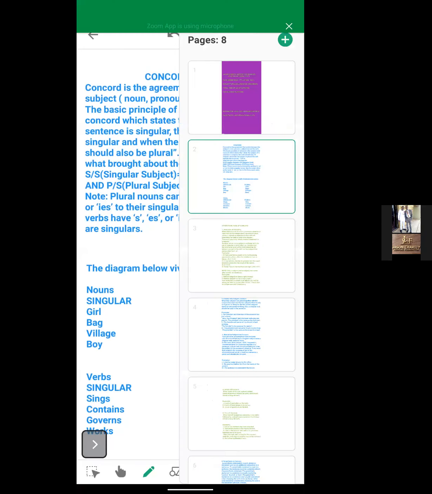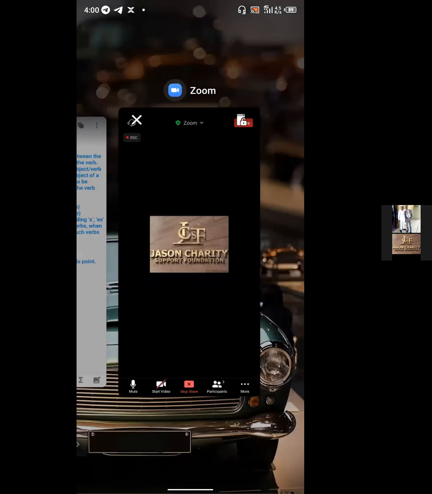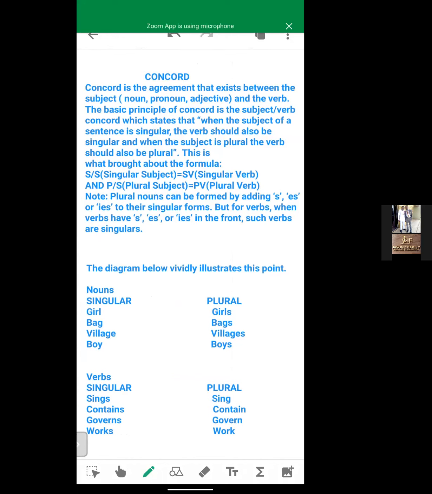Principles of Concord. Like I used to tell us, before we take anything into consideration concerning a topic, we need to understand the contextual meaning of such topic. So today we call this Concord. Concord, from the word, is coined to connote agreement between a subject and a verb. Concord means agreement, to agree, to have a tandem agreement. As used in the context of this principle, it means the agreement between the subject and the verb in a sentence.